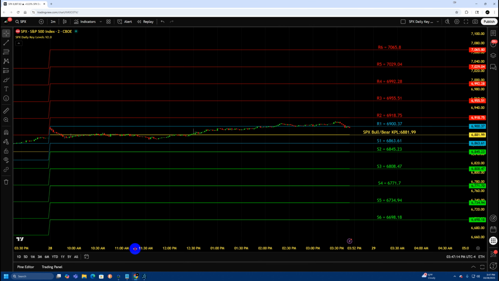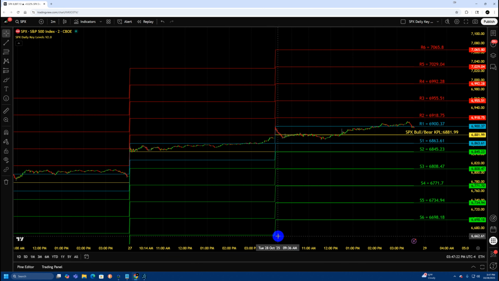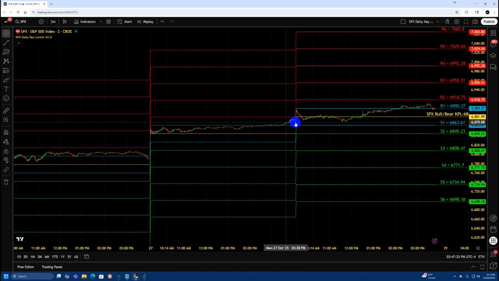And what you're going to want to do is go down here to the time axis and drag it over like this. And then you'll see this is the previous session. This is today's session. This is the previous session. Now we don't have the line labels over here, but all these lines are color coded. The yellow is the bull bear key price level. The blue line above is R1. The blue line below is S1. Then you have S2, S3, S4, S5, S6. Then we have R1, excuse me, that's R1, R2, R3, R4, R5, R6.